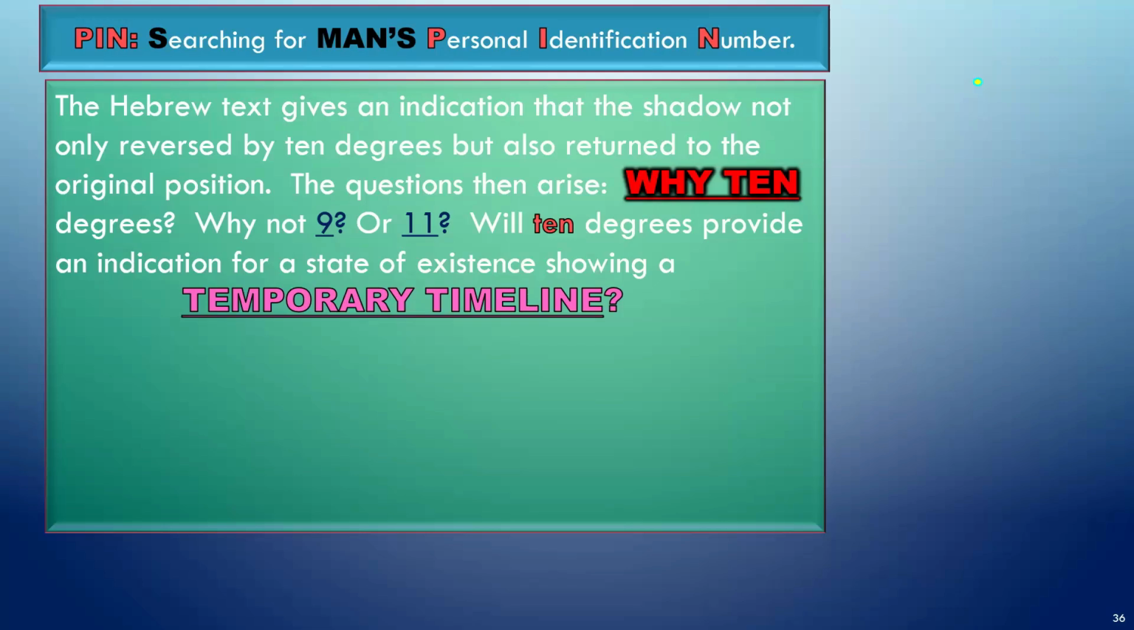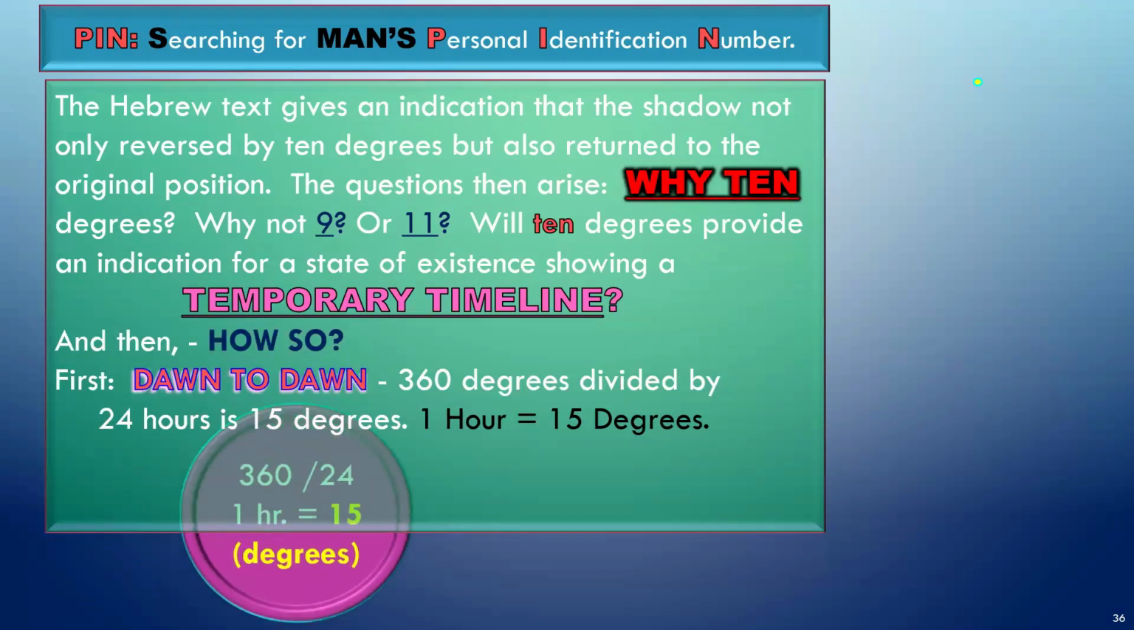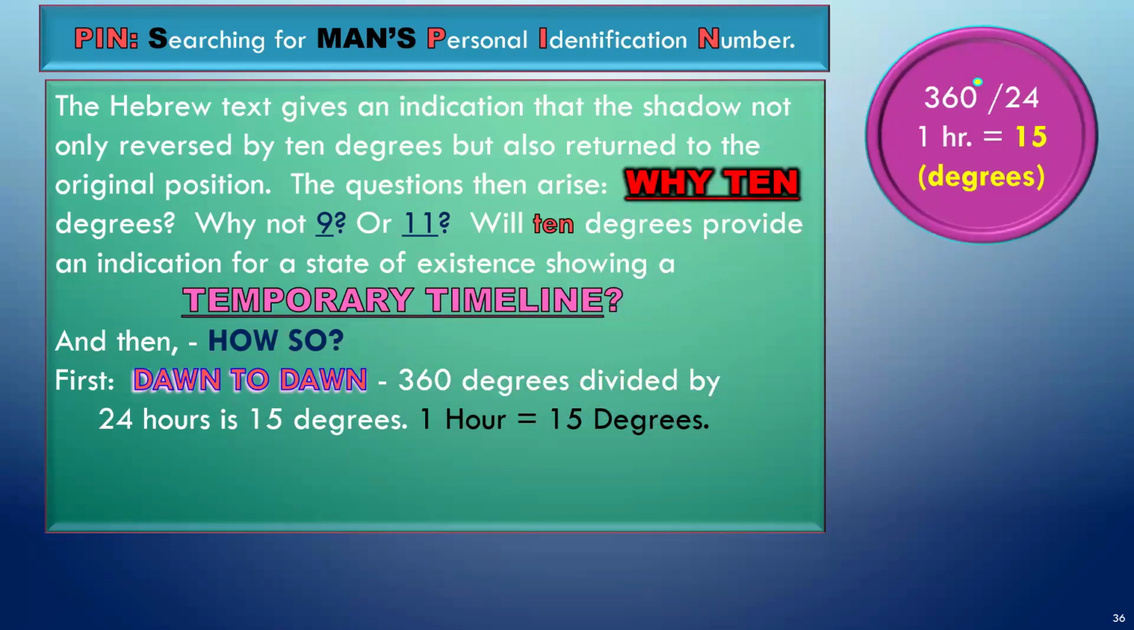The Hebrew text gives an indication that the shadow not only reversed by 10 degrees, but also returned to the original position. The questions then arise. Why 10 degrees? Why not 9 or 11? Will 10 degrees provide an indication for a state of existence showing a temporary timeline? And then if it does, how so?